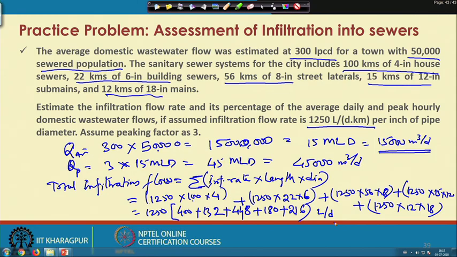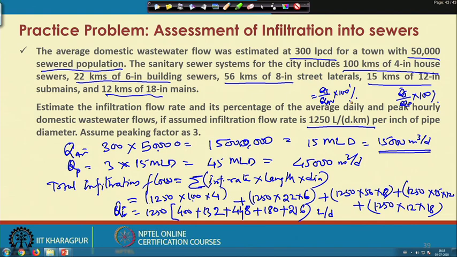For the percentage, this number is the total infiltration flow. Let us call it QI, the flow due to infiltration, right. For the percentage with the average daily flow, it will be QI divided by Q average into 100, and with the peak hourly it will be QI divided by QP into 100, okay. These will be in percentage. That is how we can estimate how much contribution the infiltration is going to make in the flow coming into the sewers, in terms of percentage or quantity as well, okay.